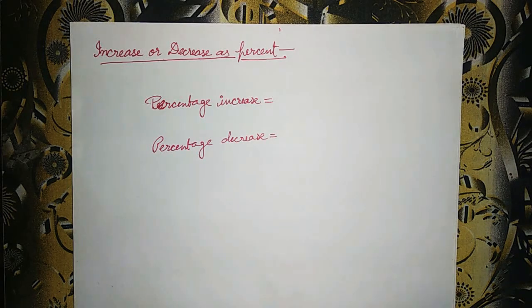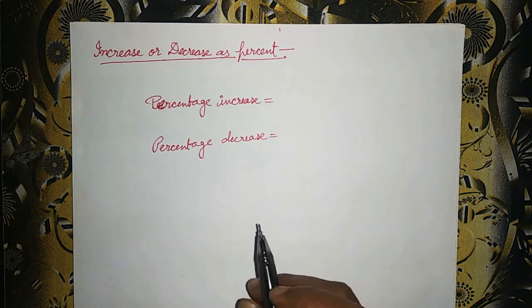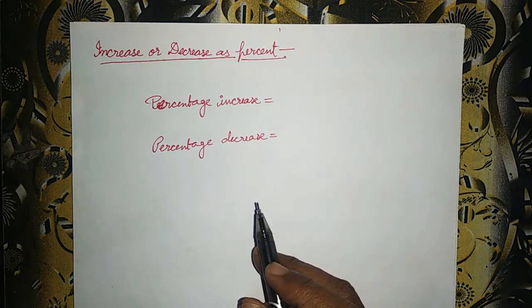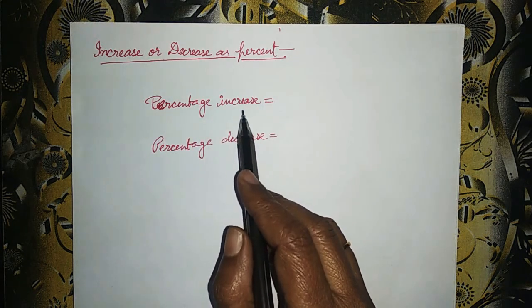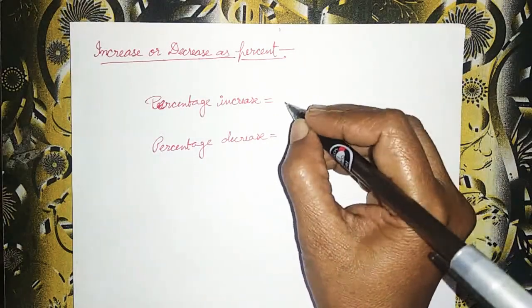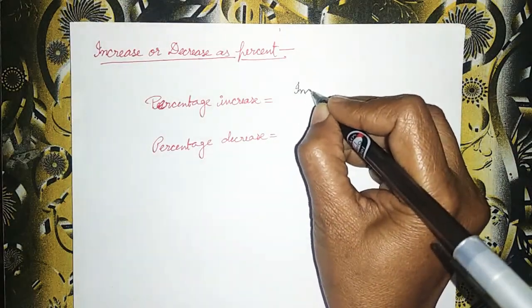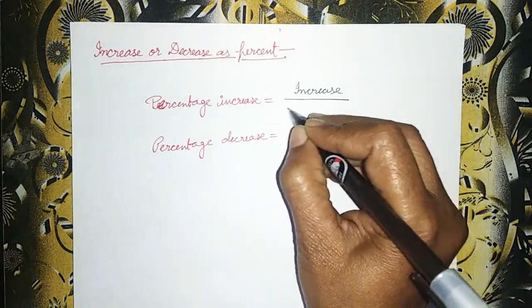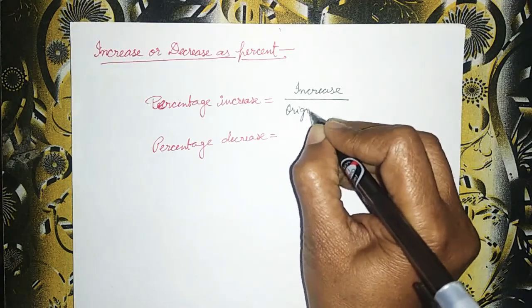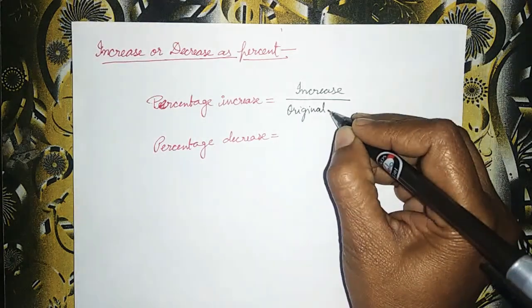Now children, I will tell you about increase or decrease as percent. Now these formulae also you will use to find percentage increase or percentage decrease in the next exercise. Here you see the formula to calculate percentage increase. For this we divide increase by original quantity.